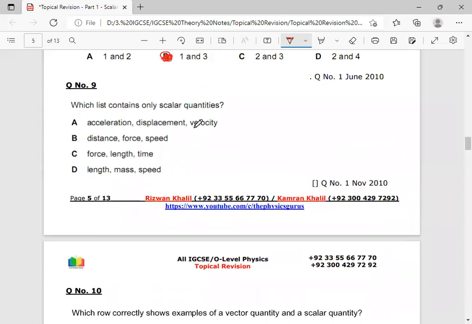Which list consists of scalars only? Vector, scalar, vector, vector, scalar, scalar, scalar. So option D is the correct answer.